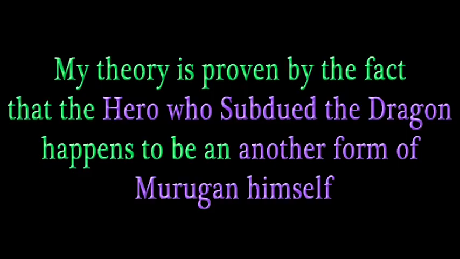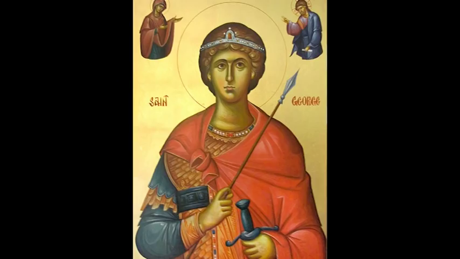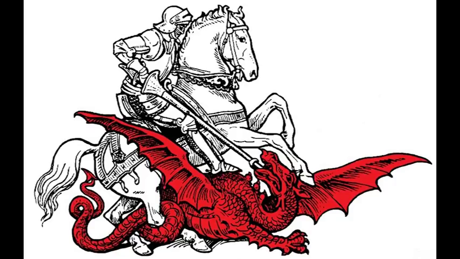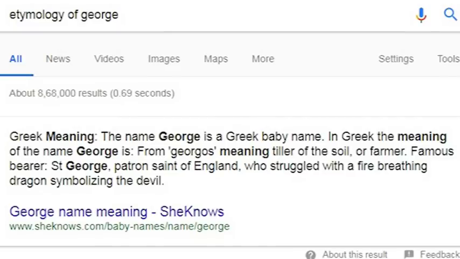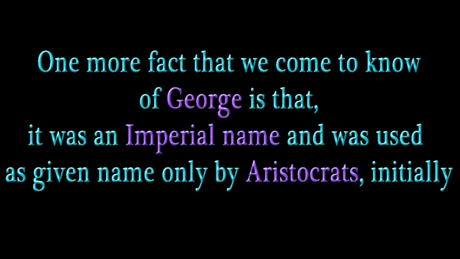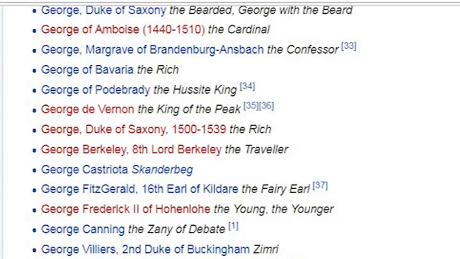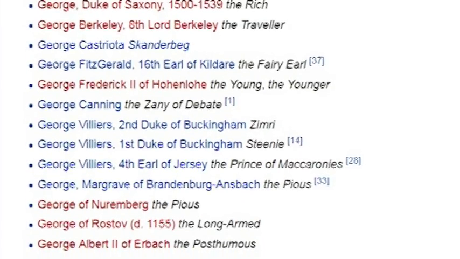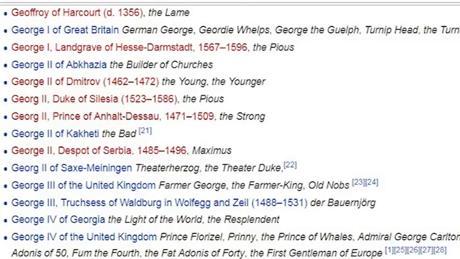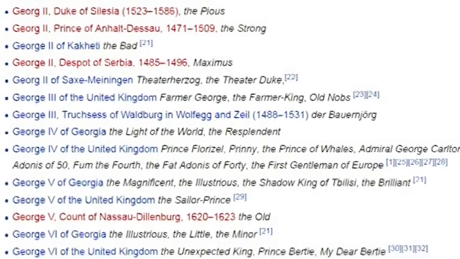My theory is proven by the fact that the hero who subdued the dragon happens to be another form of Murugan himself. The typical hero in the Christian era was called Saint George. The Christian legend says that Saint George killed the dragon. The word George means tiller of the soil, that is, an agriculturist, as is shown by this etymology page. One more fact that we come to know of George is that it was an imperial name and was used as a given name only by aristocrats initially. The list being shown establishes this fact. Hence, George not only means that he was an agriculturist, he was also a king originally.